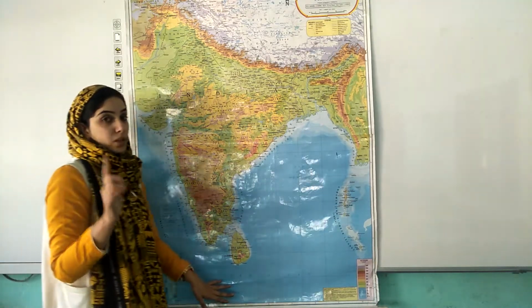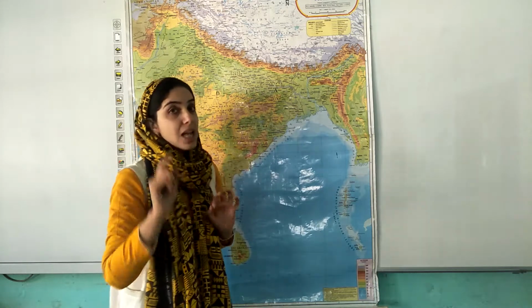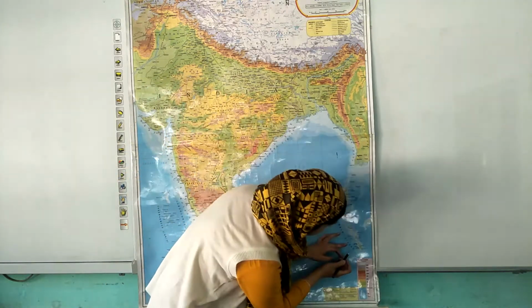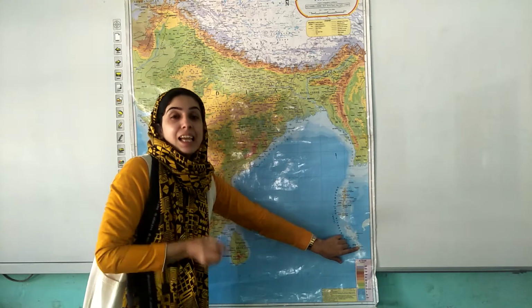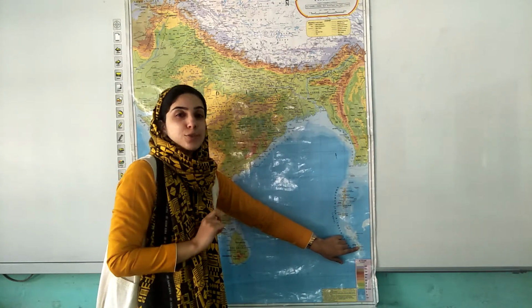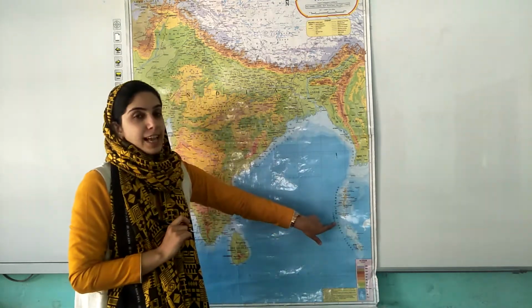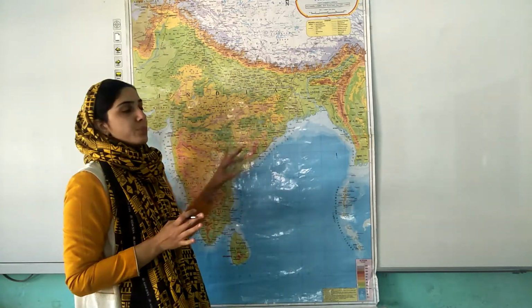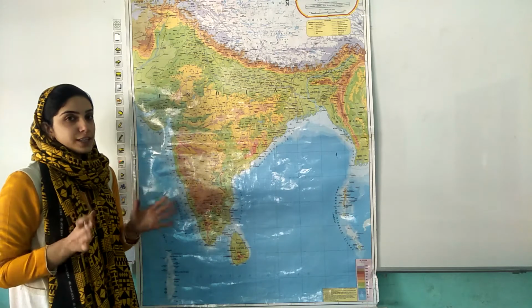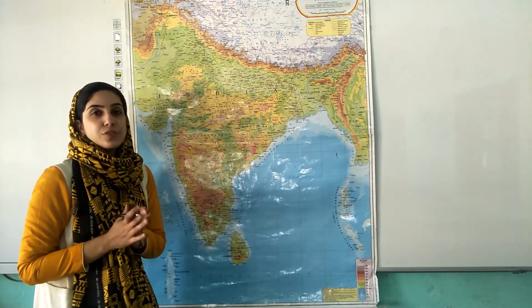And one most important point, which is the southern end point of India, is the Indira Point, right? Indira Point is here, and it is the extreme point of India. It lies in the Andaman and Nicobar Islands. This was the broad classification of the various physiographic divisions of India. I hope the topic is clear to you. Thank you.